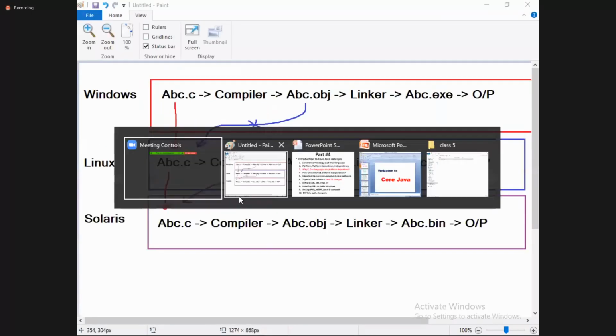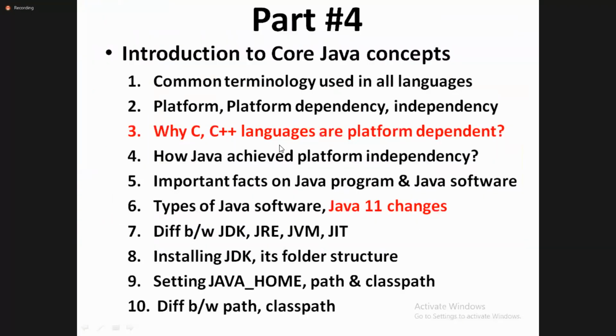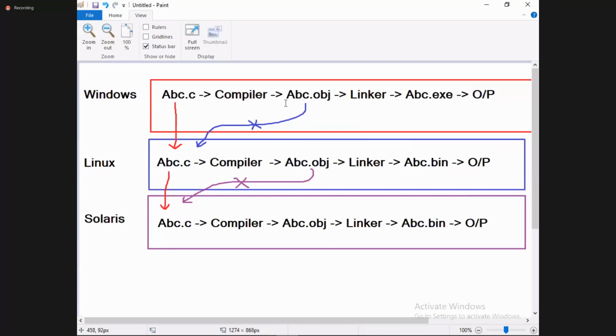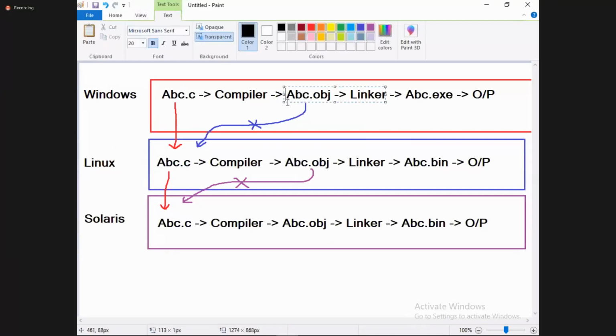Why are C and C++ programs, or C++ languages, platform dependent? What's your answer? Because the compiled program of these languages cannot execute in another operating system. The compiled code of these programming languages in one OS will not execute in a different operating system. That's why they're platform dependent.